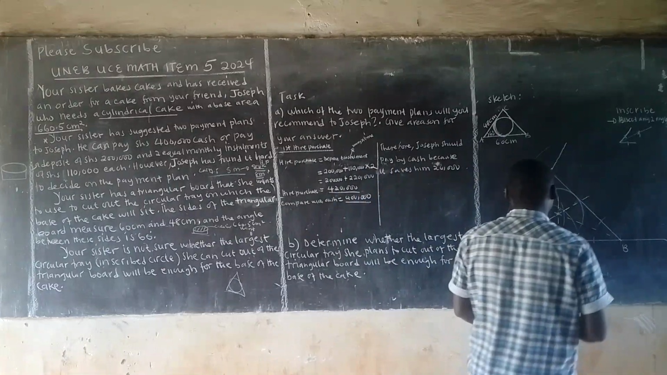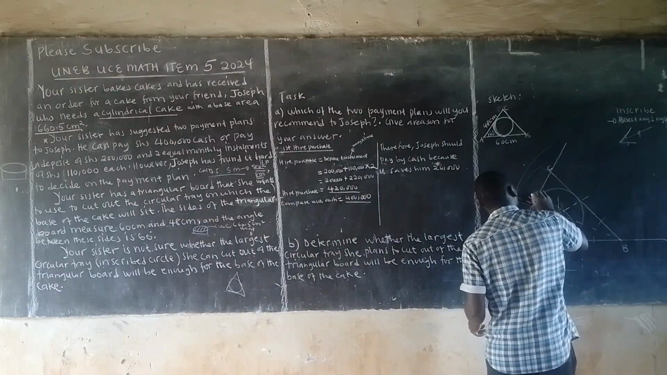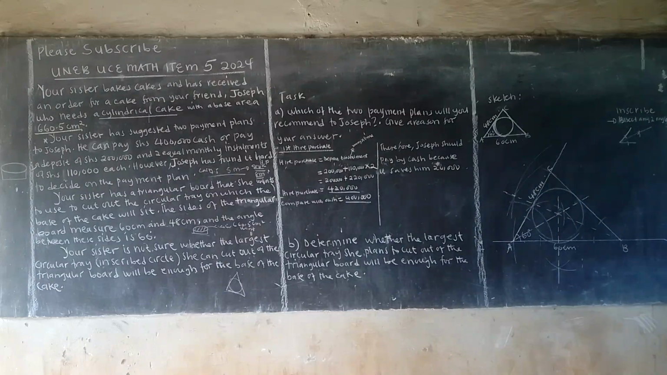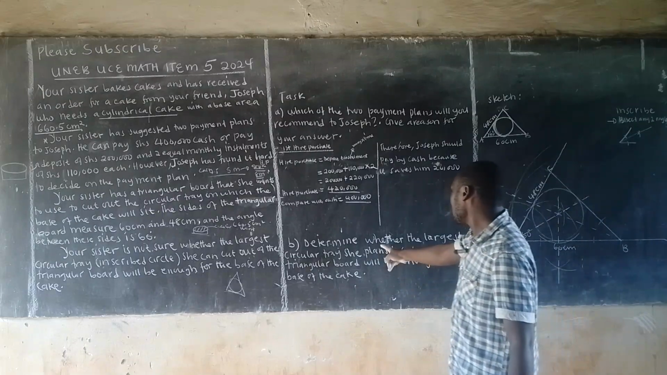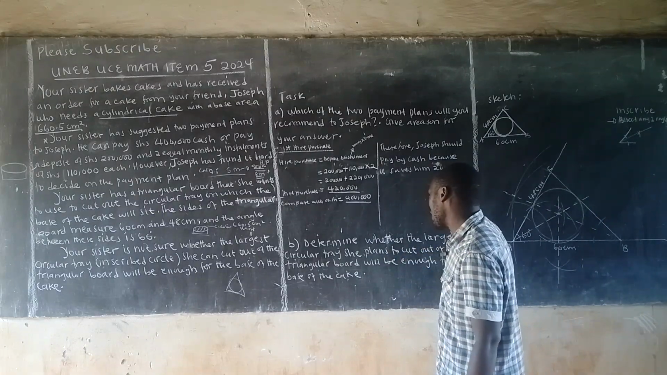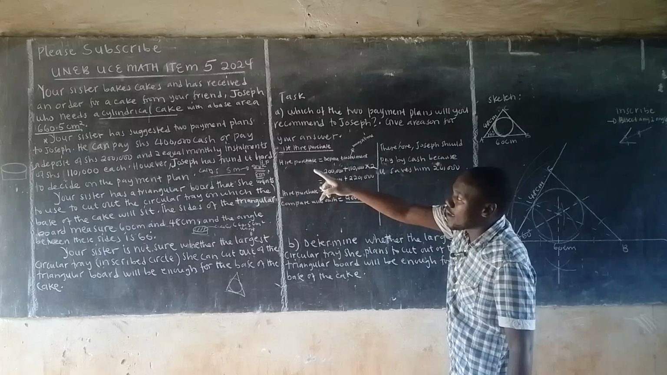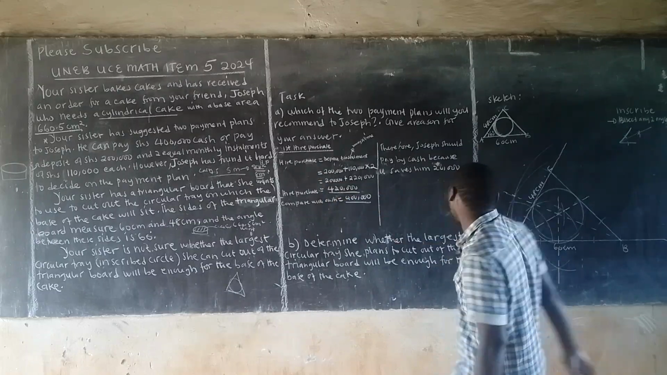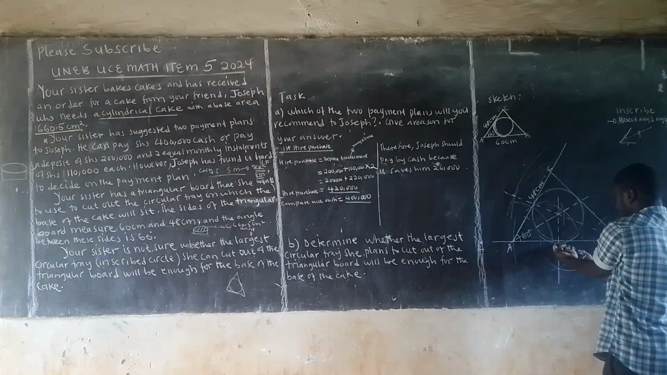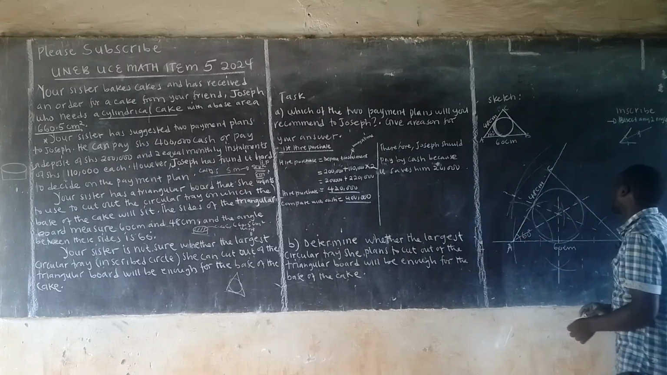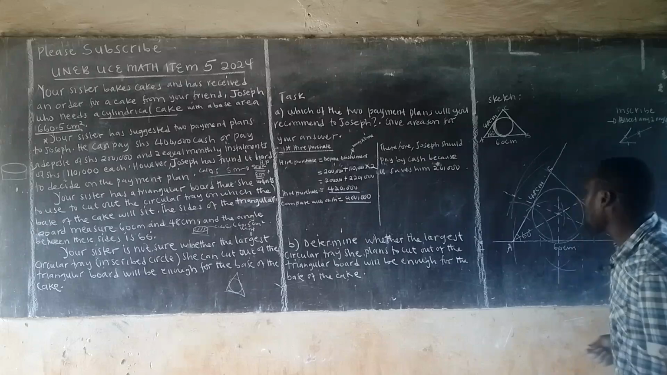However, I have some more magic to go. Now this one was 48 centimeters, don't forget. So there we have the inscribed circle. Now next, what do they want? Determine whether the largest circular tray she plans to cut out of the triangular board will be enough for the cake. Remember, the cake you want has 660.5 centimeters squared. Now you have to calculate the area of the material she has, and we see if it will correlate with what those people want.